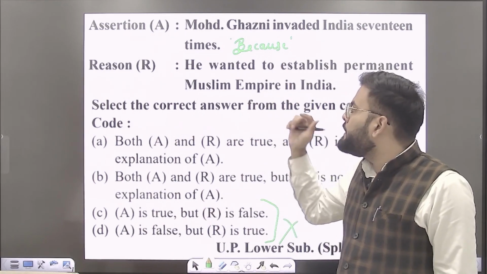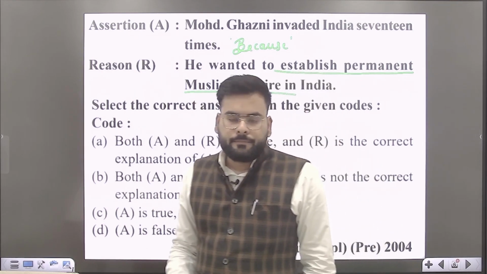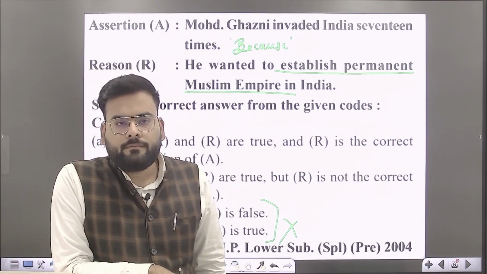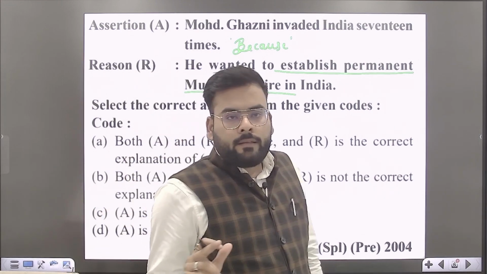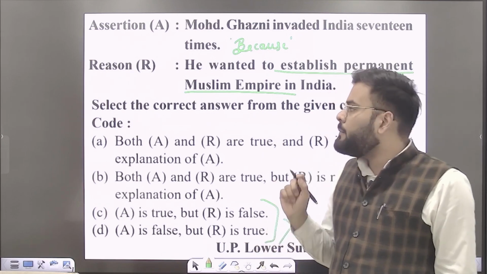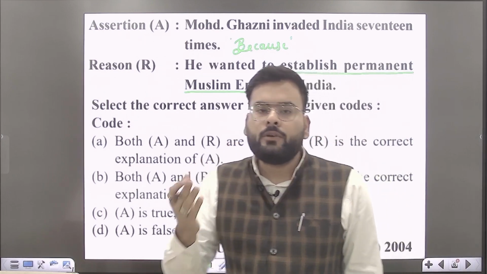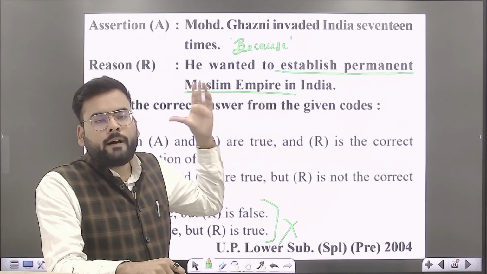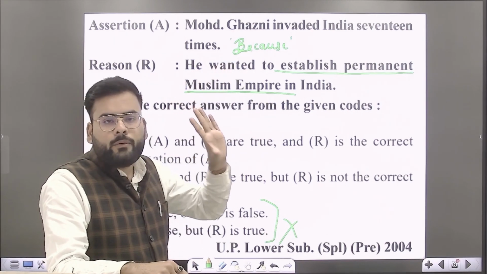Now come to the reason. He wanted to establish a permanent Muslim empire in India. What do you think? Is this statement also correct? The answer is no. If you have read this topic in depth, you know very well that Mahmud Ghaznavi had no desire to establish a permanent empire in India. And you just need common sense to know that if a person desires to establish a permanent empire, then why would he invade 17 times, right? So he did not want to establish a permanent empire.